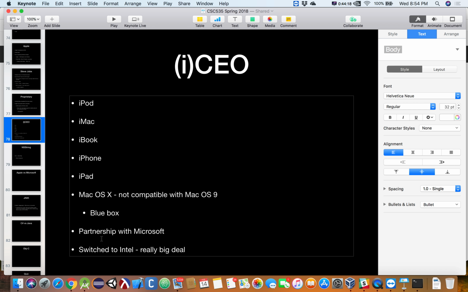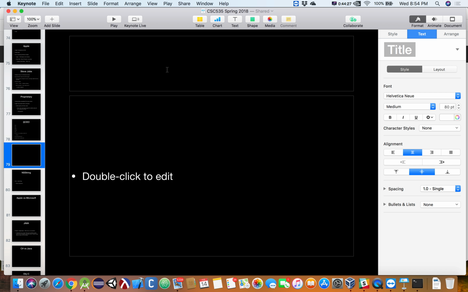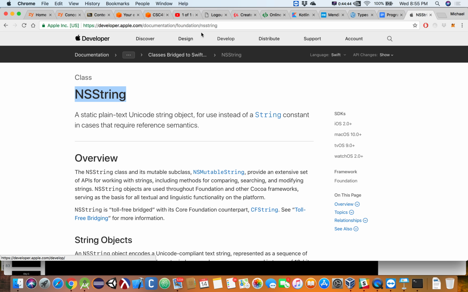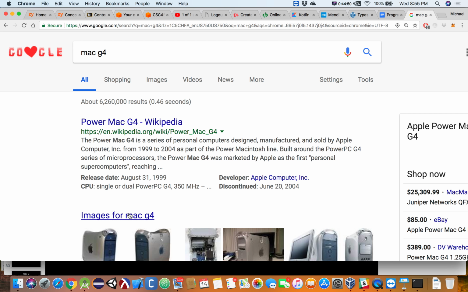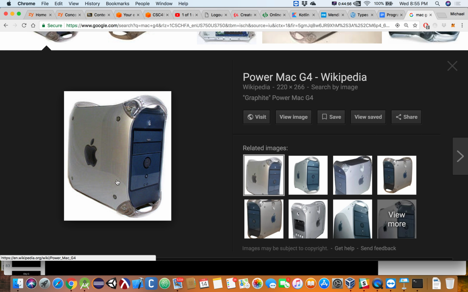Now, I'll throw another little backstory in there. We had these chips called PowerPC, which surprisingly were made by IBM. And IBM had problems keeping up with them. So you had the PowerPC G3 processor. You had the PowerPC G4 processor. If you want to see the lineage of this, we'll just do Mac G4. So this is what those guys look like. This was a Mac Pro with a G4 processor in it. This is what it looked like.